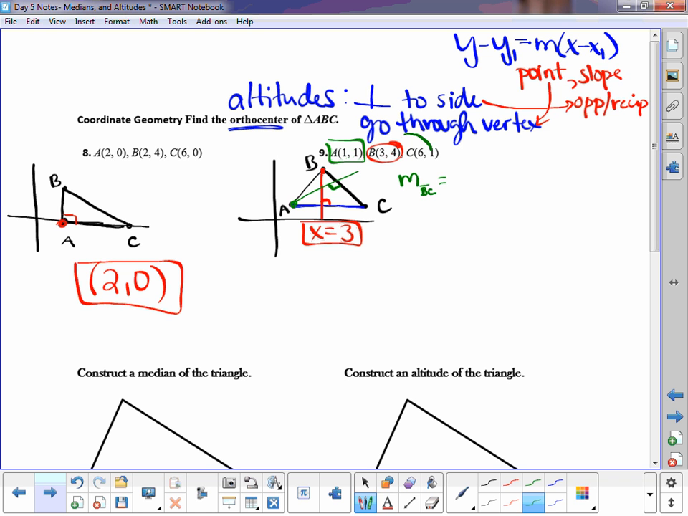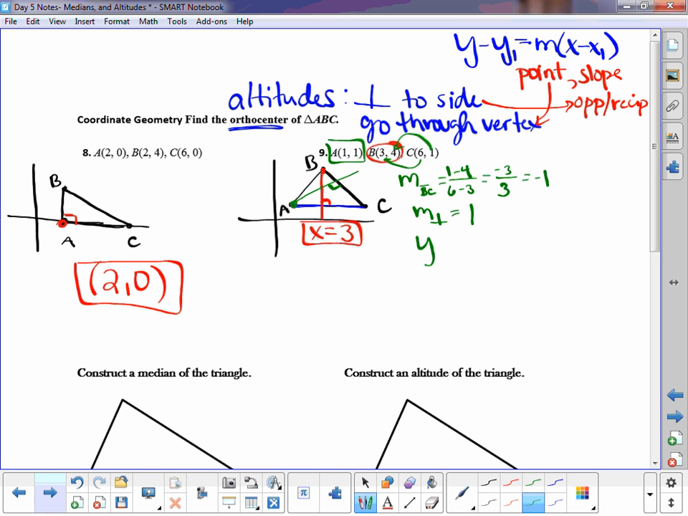Alright, so BC, 1 minus 4 over 6 minus 3. 1 minus 4 is negative 3. 6 minus 3 is 3. Anyone, do we agree with that? Okay, so that was my slope of BC. What do I have to do before I use it? Opposite and reciprocal. So my perpendicular slope would be what? 1. Good, positive.